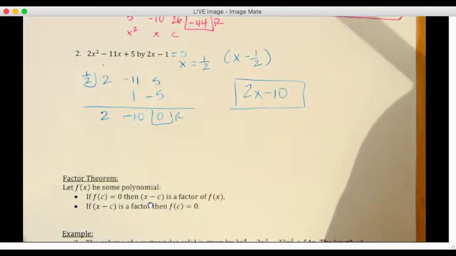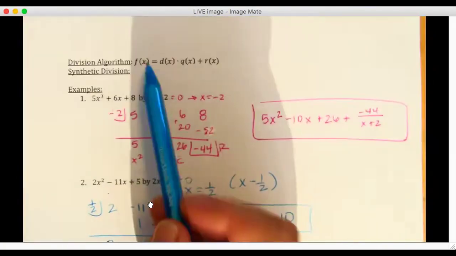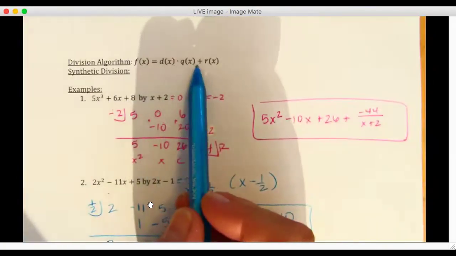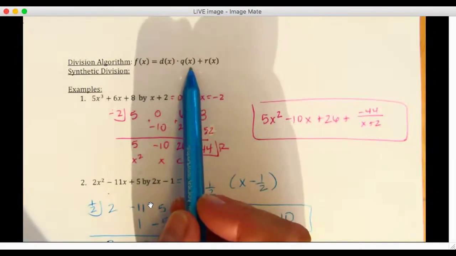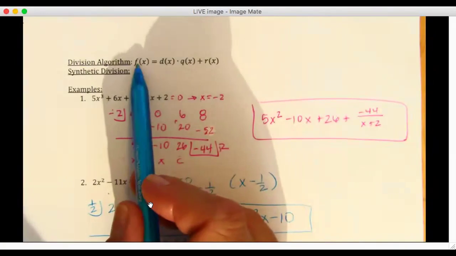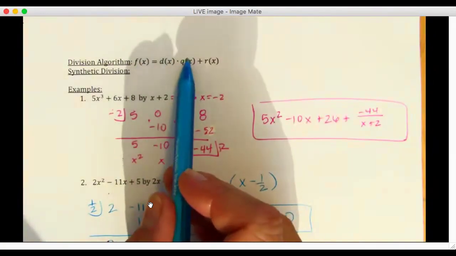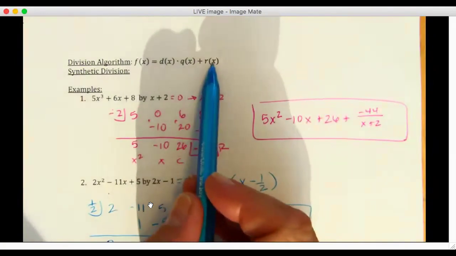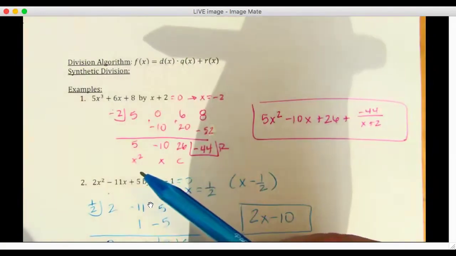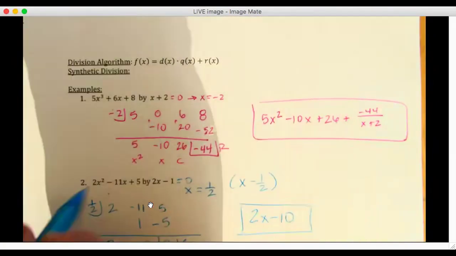So I'm going to come back to what was at the very top of the page real quick. Basically, this is what we're using for doing synthetic and long division. If I have some polynomial f of x, if I multiply the divisor by the quotient and add the remainder, I get back to what I started with. Okay, so that's just kind of like, if it's easier to think back with numbers.